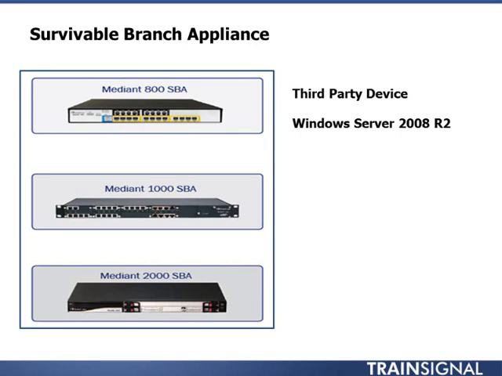The current survivable branch appliances on the market right now are shipping with Windows Server 2008 R2. After you purchase a survivable branch appliance, you'll get patches from the vendor. So when Microsoft releases patches to the 2008 R2-based operating system, there's a delay between the time when Microsoft releases the patches and when the vendor of the SBA gets a hold of the patches and tests them out. Usually there's about a 30-day delay.